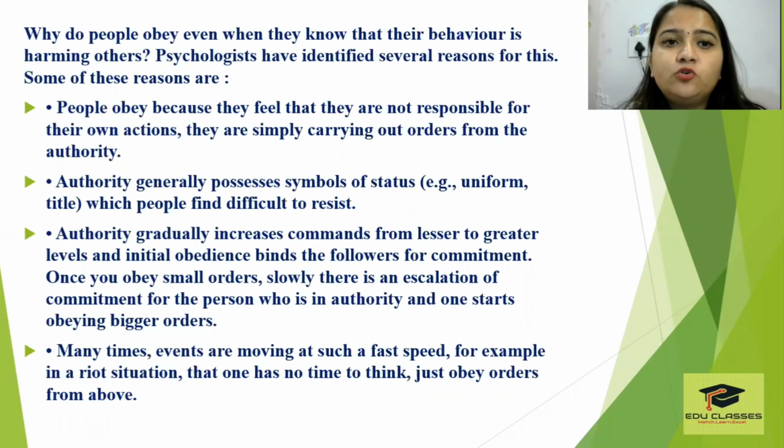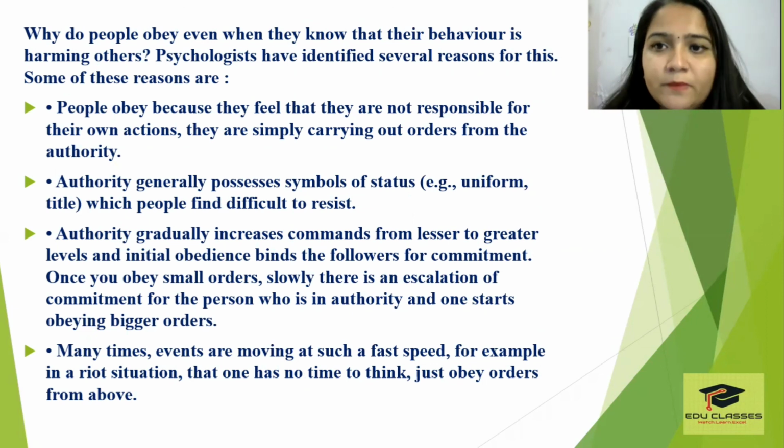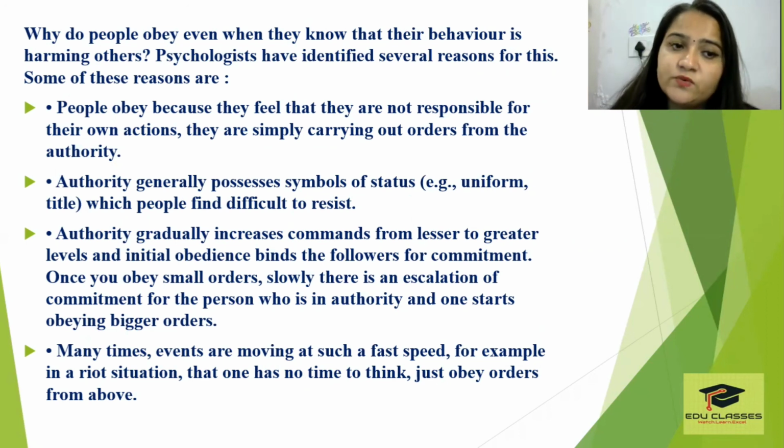Now, why do people obey even when they know that their behavior is harming others? Why does it happen that people still abide even when they know that what they are doing is actually harming the other person? Psychologists have identified several reasons for this. Some of these reasons are listed below. People obey because they feel that they are not responsible for their own actions.